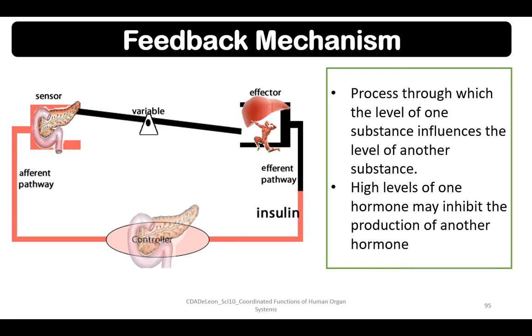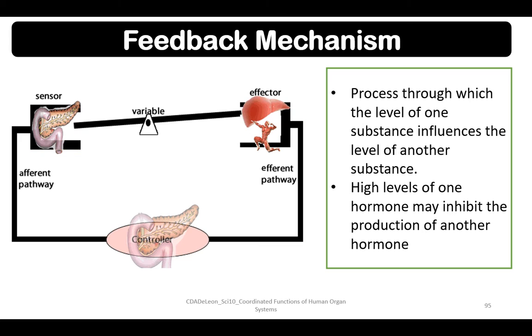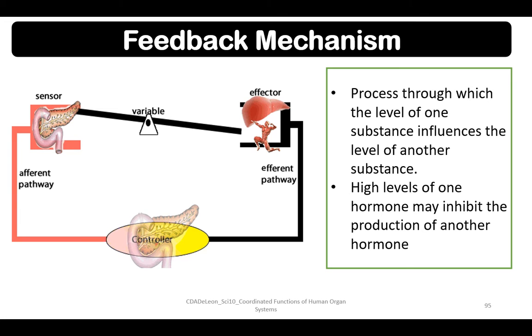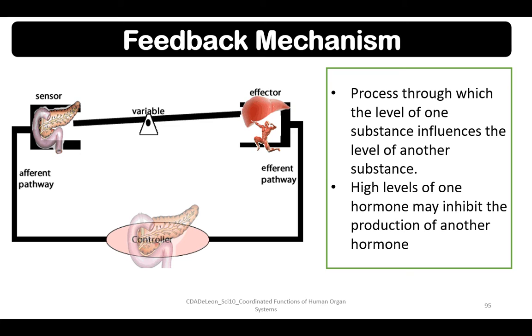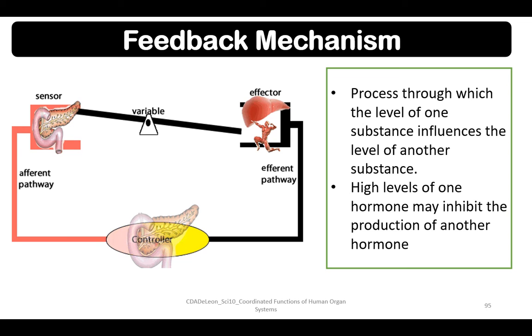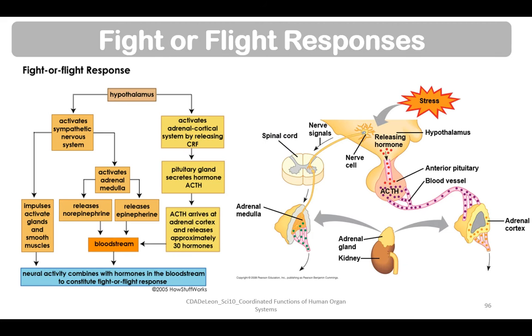Feedback mechanism is the process through which the level of one substance influences the level of another substance. High levels of one hormone may inhibit the production of another hormone. So, nagkakaroon ng effect ang production ng isang substance or production ng isang hormone sa isa pang hormone.